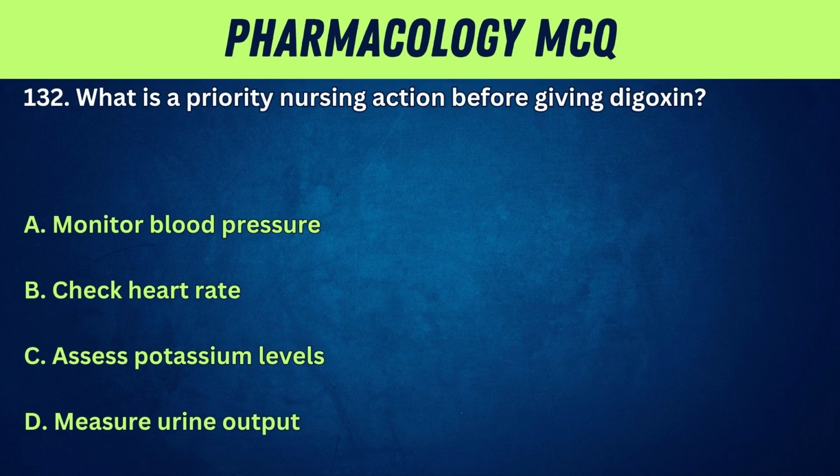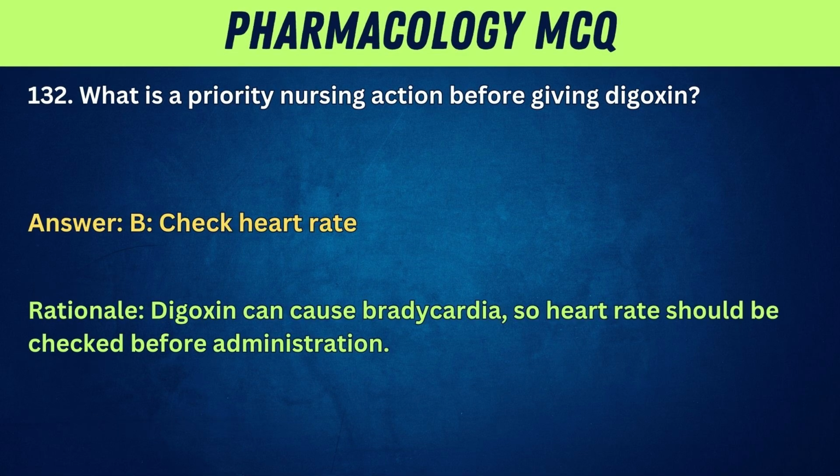132. What is a priority nursing action before giving digoxin? A. Tyramine-rich foods. B. Check heart rate. C. Assess potassium levels. D. Measure urine output. Answer: B. Check heart rate. Rationale: digoxin can cause bradycardia, so heart rate should be checked before administration.